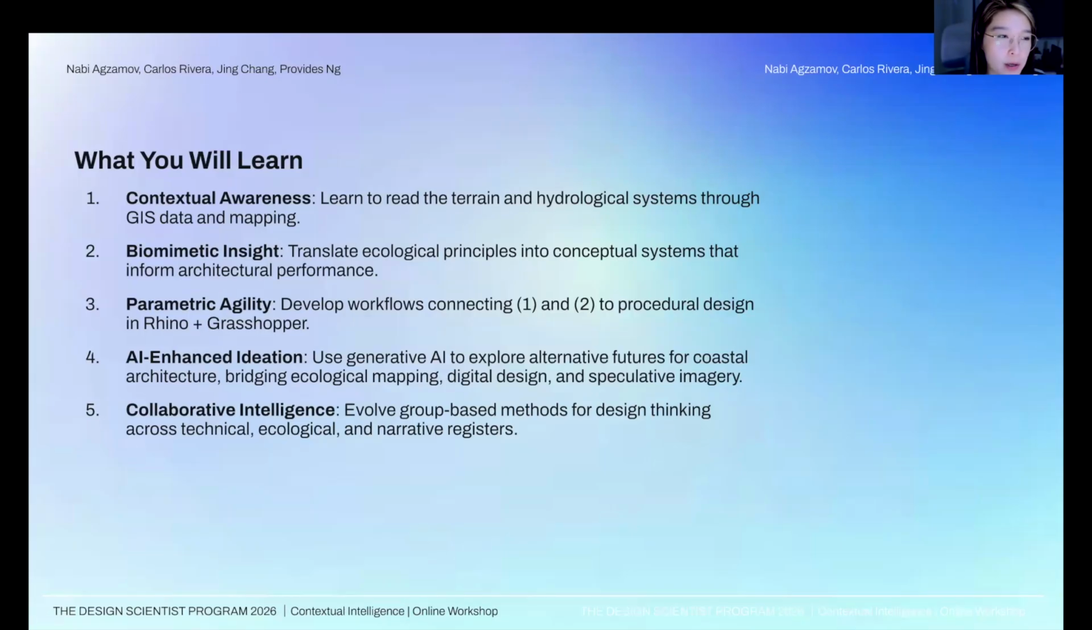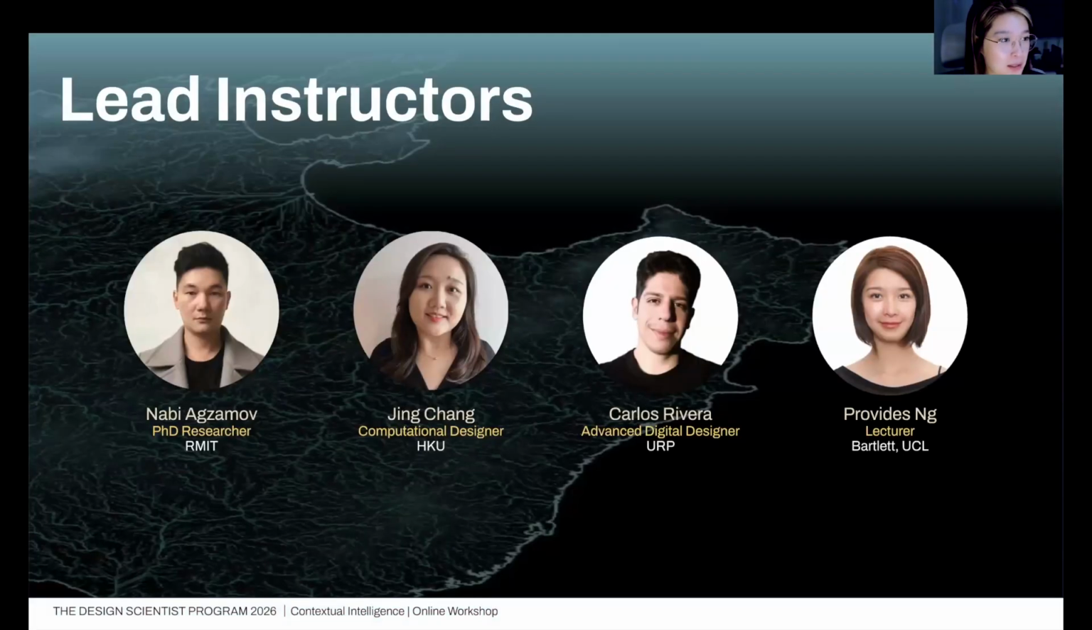And so it's very important that with such diverse skill sets and knowledge to take home, we need to work in groups, both for design thinking, the technical, ecological, and narrative aspects to come together. And we hope that this experience will be one that you can take home with you and apply to your home context as well. So we will be your instructors for this program.